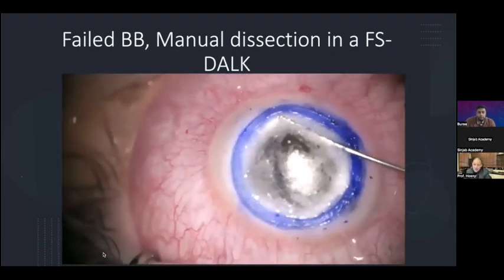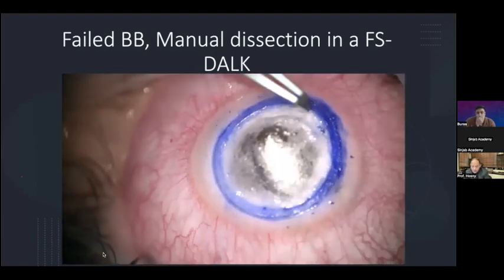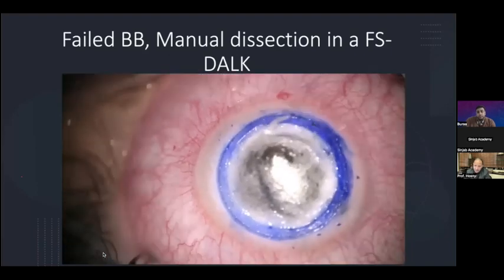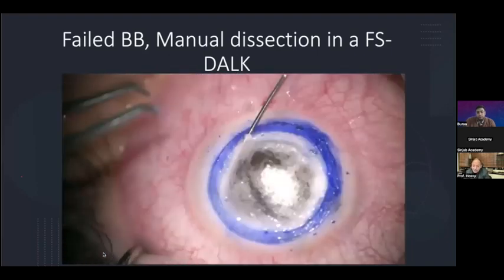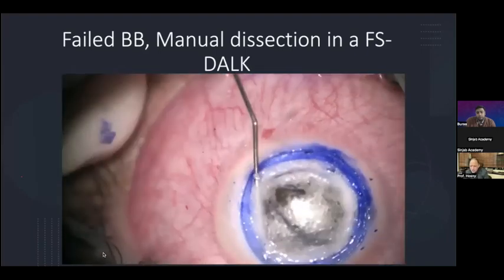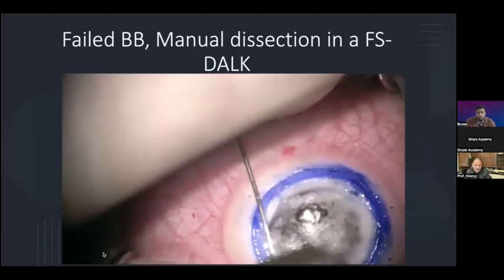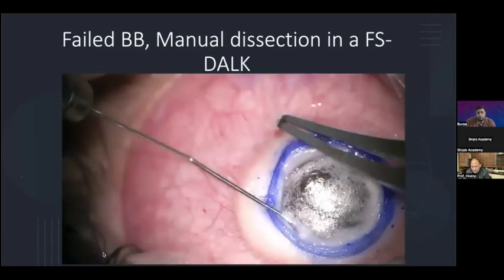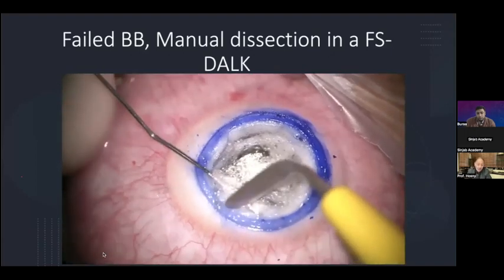So never put a DALC early on the list. You can put a penetrating keratoplasty early on the list if you want, but not a DALC, because sometimes you will need manual dissection, and if you need manual dissection, you will need time. Penetrating keratoplasty usually takes in the neighborhood of 20 to 30 minutes, and with a DALC you will add about 10 minutes or so. If you're doing a manual dissection, this may take up to an hour and 15 minutes.